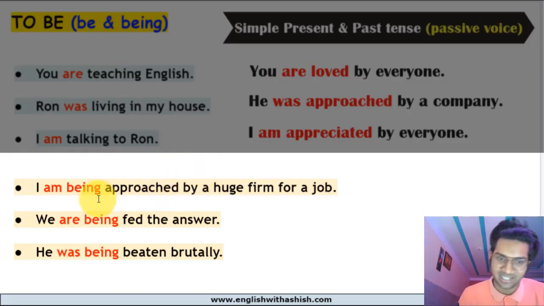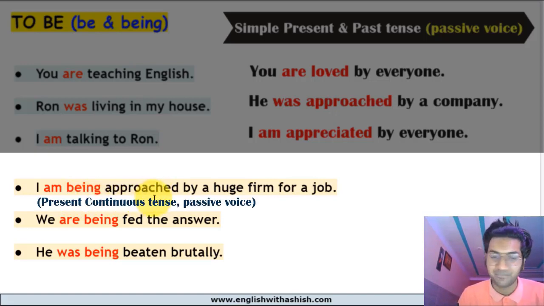Okay, let's take some examples. I am being approached by a huge firm for a job. I am being approached, right? So it's followed by a past participle. The tense is present continuous tense. Somebody is approaching me. A huge firm is approaching me for a job. Present continuous tense, active voice. I am being approached. Approached is the main verb, the action verb. All right, and it's in the passive voice.